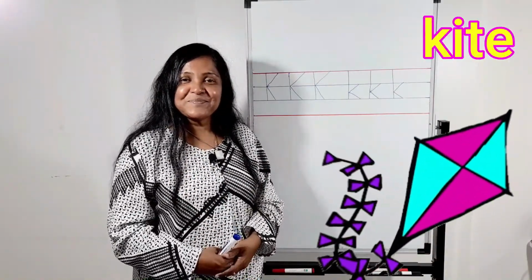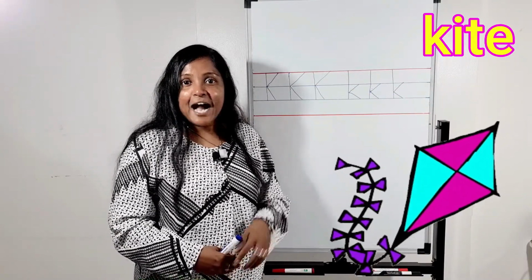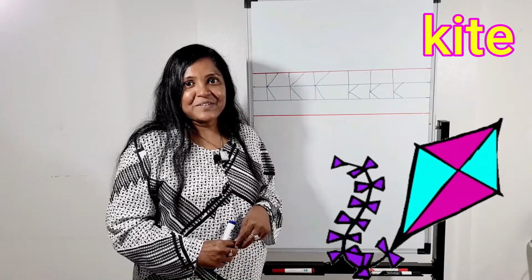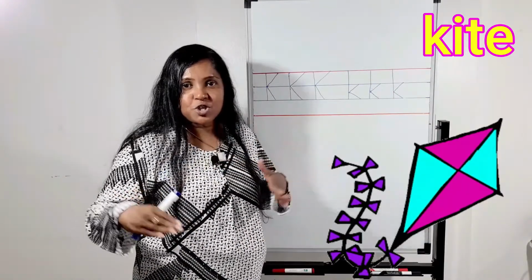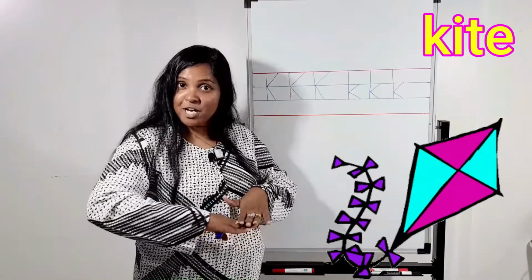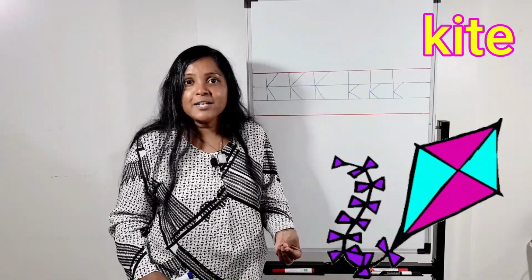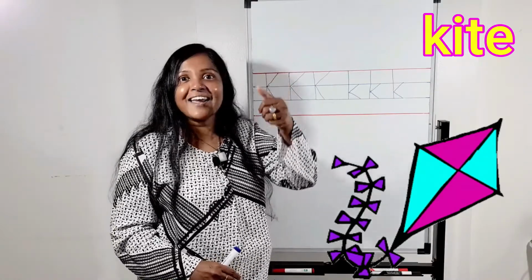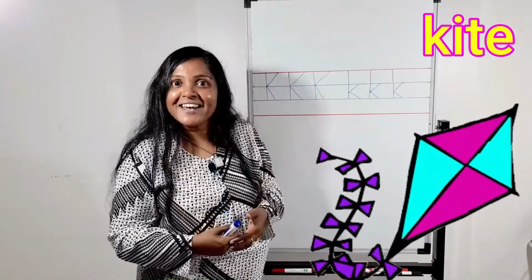Number two, kite. Kite is a toy. It's actually a structure. We can make different shapes of kites and we can decorate them nicely. After decorating the kite, we can fly it in the sky. Do you like to fly kites in the sky?